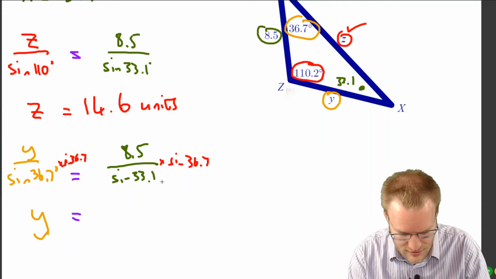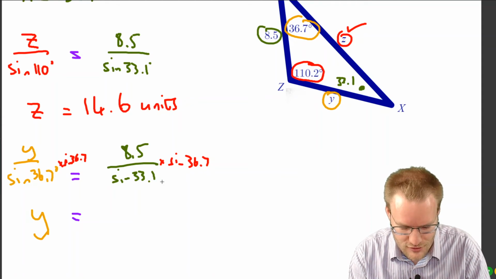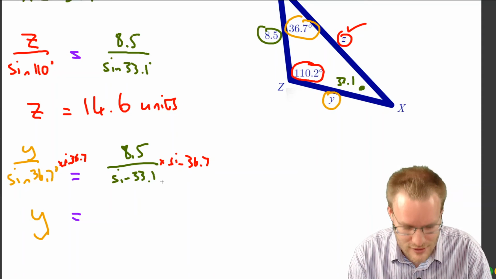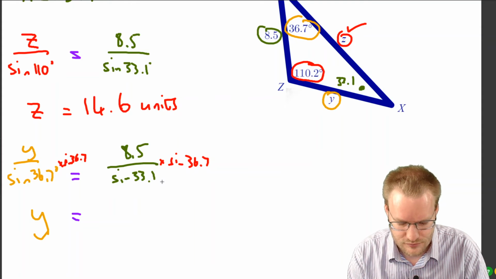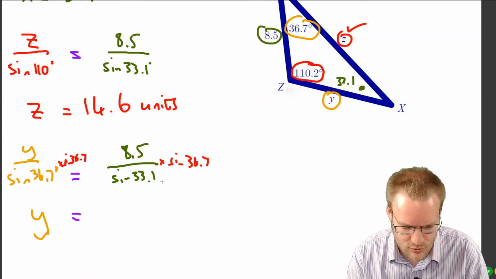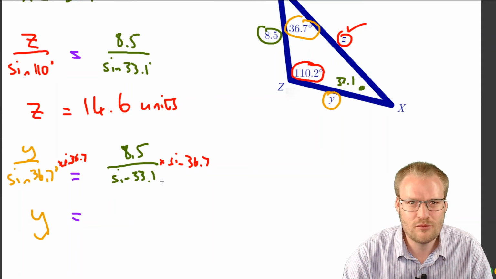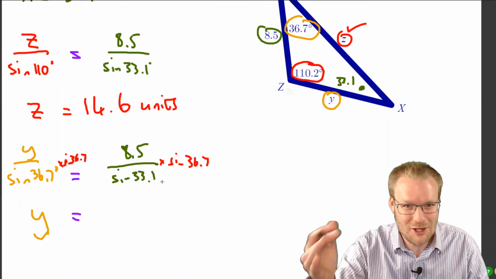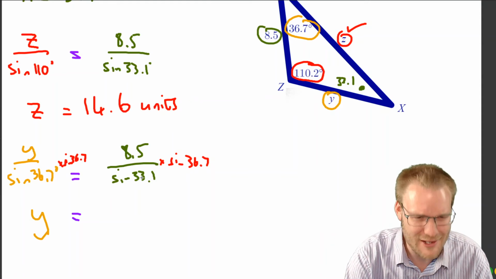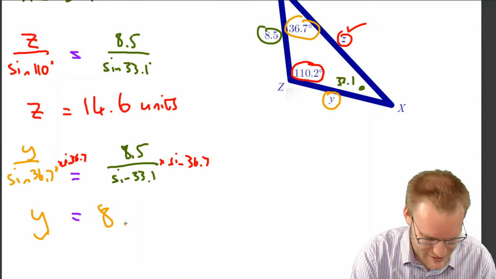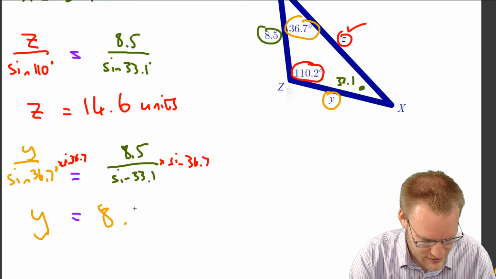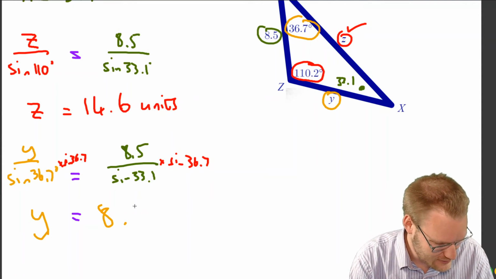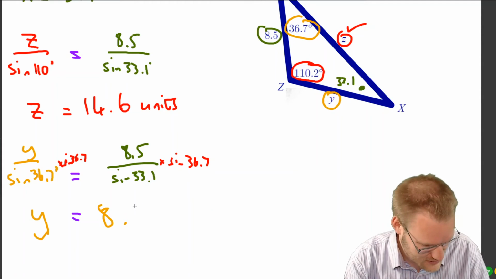8.5 divided by sine 33.1, times sine 36.7 close bracket equals, well, what does it equal? Tell me. I'm getting excited. Come on. Give me my excitement. 8.7. Oh, something's gone wonky here. 8 divided by sine 31 times sine.